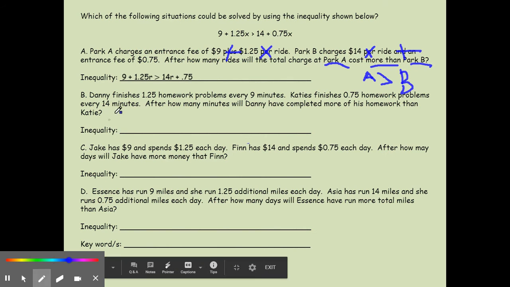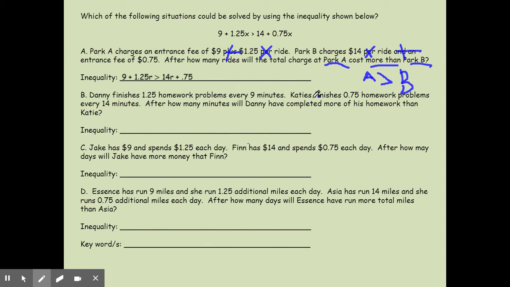Okay, next one. Danny finishes 1.25 homework problems every 9 minutes. Katie finishes 75.75 of the homework problems every 14 minutes. After how many minutes will Danny have completed more of his homework than Katie? So I want Danny to have completed more than Katie.